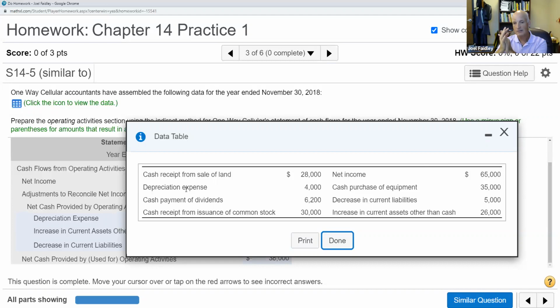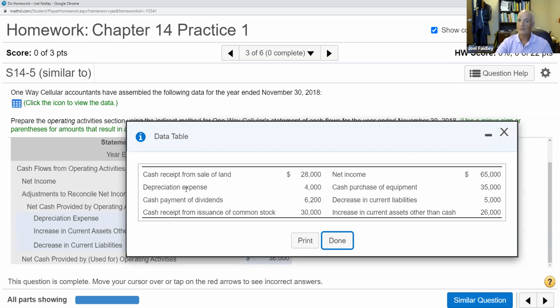Debit depreciation expense, credit accumulated depreciation. There's no cash involved. You're just allocating that cost over its useful life. That's what an asset is, an unexpired cost. And so that cost is allocated to expense over its useful life. That's why assets and expenses both have a normal debit balance, right? So once it comes off the asset, it goes to expense.